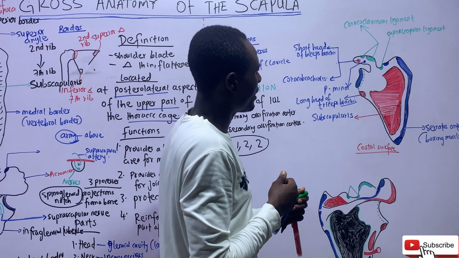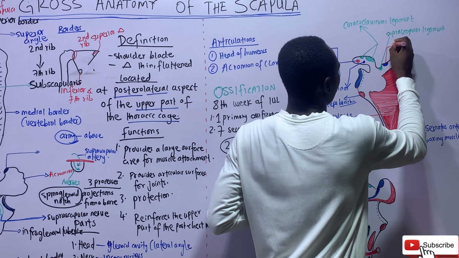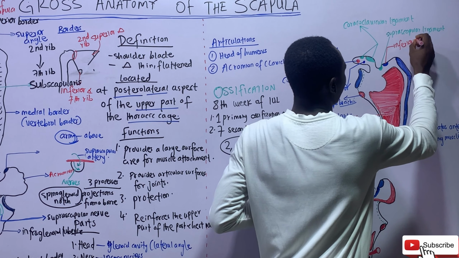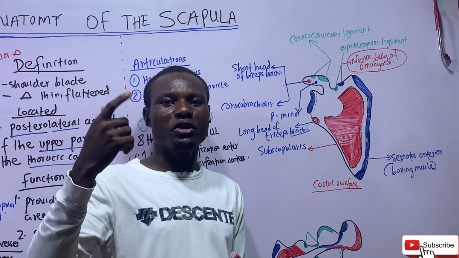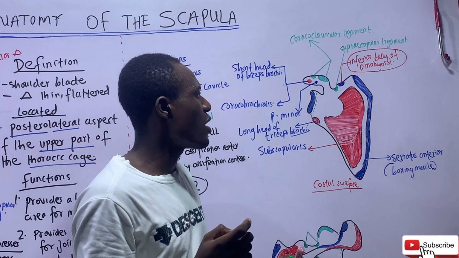Okay? So close to the suprascapular notch, we have a muscle. That muscle is called the inferior belly of omohyoid. So the omohyoid muscle has a superior belly and an inferior belly. So the inferior belly of omohyoid is attached close to the suprascapular notch. Okay, it's the inferior belly of omohyoid.